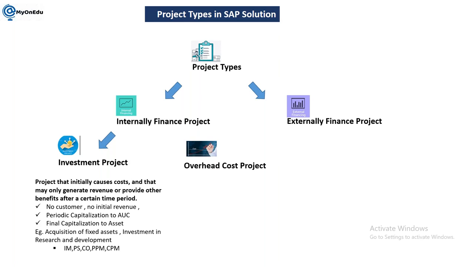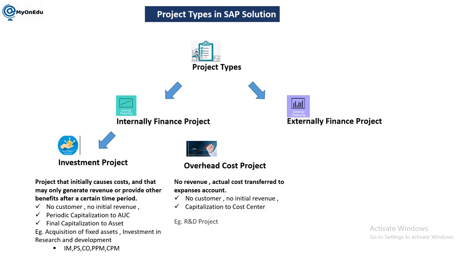In another example, let's say you are a company putting some amount into R&D, let's say pharma companies. If your complete project has failed, your R&D has failed, and it is not giving you any return, in that case this will become an expense. So in this kind of project, we don't have any revenue, and actual cost is always transferred to the expenses account. Like no customer here, no initial revenue, capitalization to cost center, R&D project, for example. And these are some of the modules where you can map this process: PS, CO, PPM, and CPM.